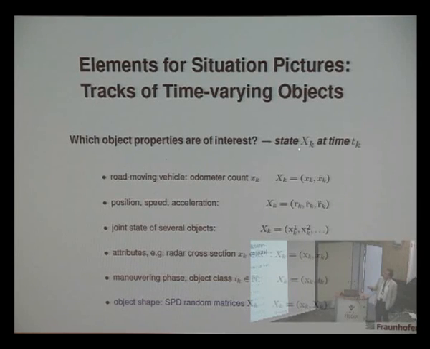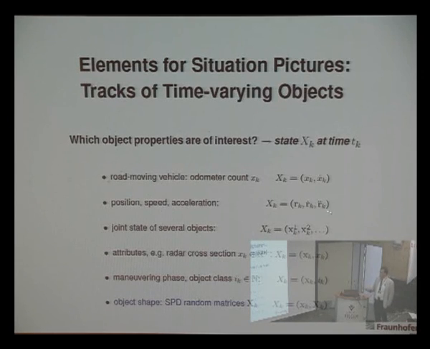So x_k at time k. And these are some examples. We have seen already the example of a road moving target. So here the state is very simple. We have a real number, the odometer count, and the temporal derivation of it. In a three-dimensional space, we have a 9-dimensional state vector: 3 dimensions for the position, 3 dimensions for the velocity, 3 dimensions for the acceleration.